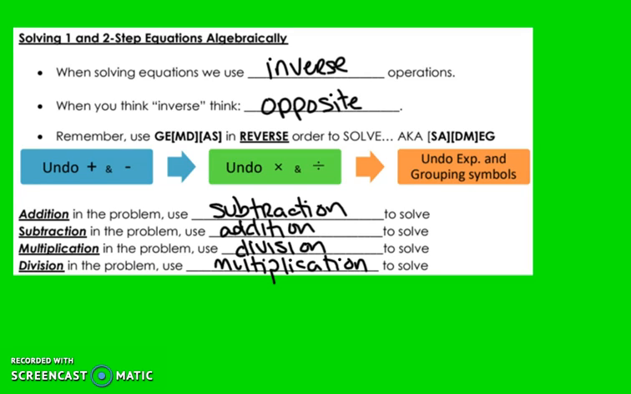The opposite of multiplying by 2 is dividing by 2. The opposite of adding 2 is subtracting 2. Our numbers aren't going to change, but we want to make sure our operations do.